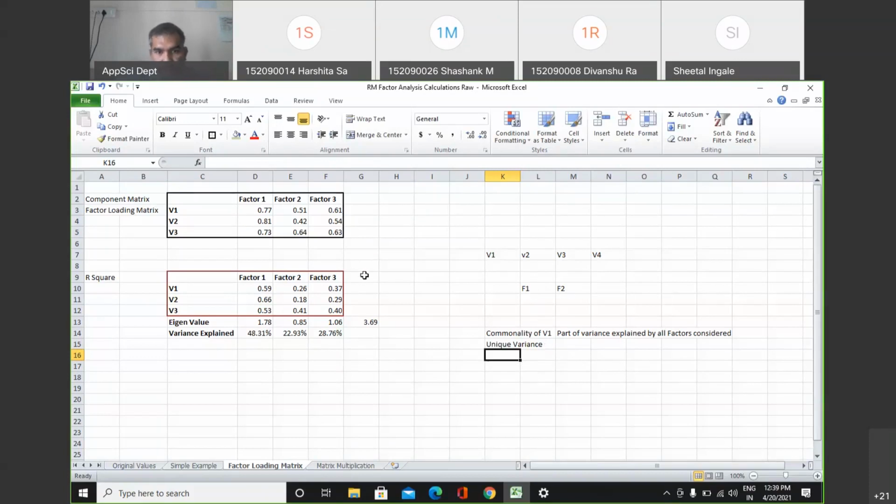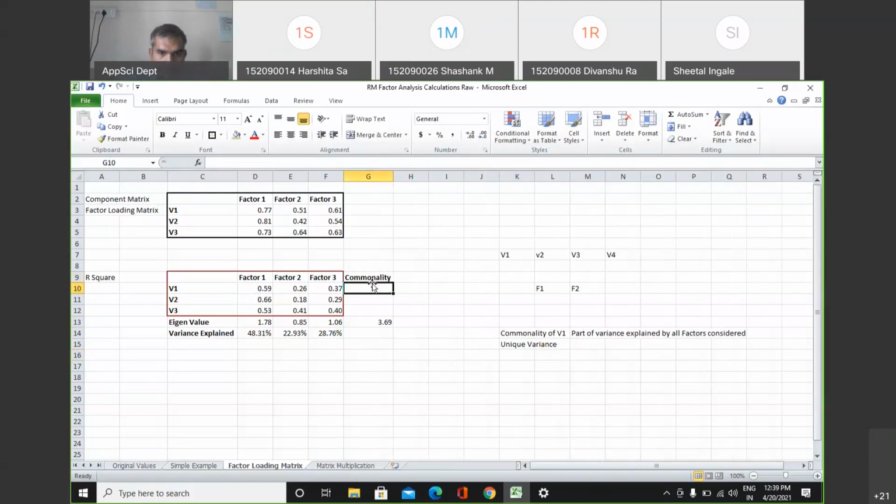So for commonality, to find it numerically, what we do is a simple addition of these. These are already squares, squares of the factor loading, and we are just adding this.